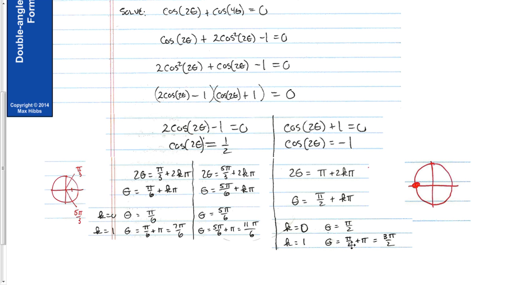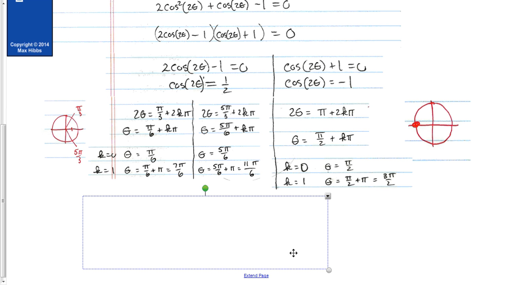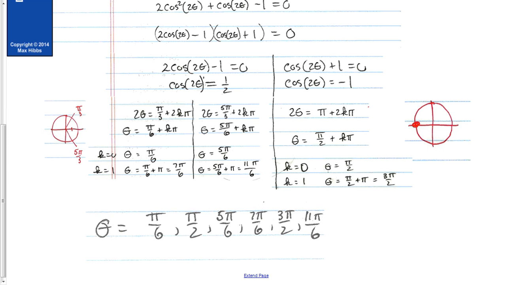And so now all I'm going to do is next write the list in some kind of order here. And so I started from the smallest, which was pi over 6, and then I found the next largest, and that's pi over 2, and then the next largest was 5 pi over 6, and then it was 7 pi over 6, and then 3 pi over 2, and finally the largest of the angles is 11 pi over 6, but all those are between 0 and 2 pi. So we have solved the equation.